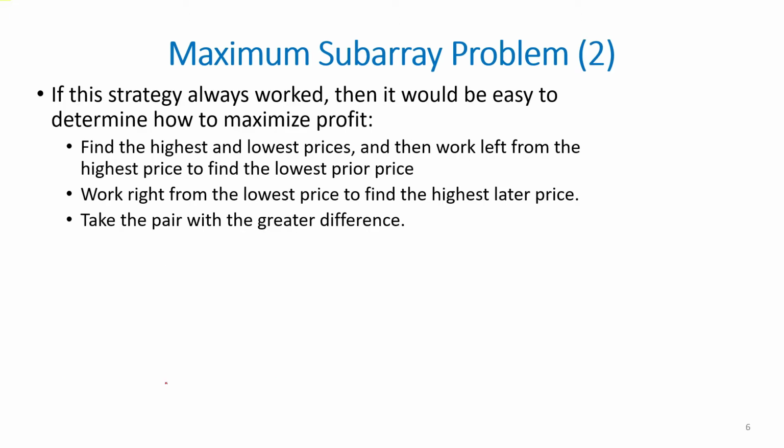So, one strategy that seems to work is as follows. We first find the highest and the lowest prices in the chart. Then from the highest price, we move left until we find the lowest price and take the difference between these two prices. Then in the next step, we start with the lowest price that we found and then move right till we get the highest price and compute the difference between these two prices. Then the maximum of these two differences would give us the maximum profit. But the question is, does this strategy always work for all scenarios?